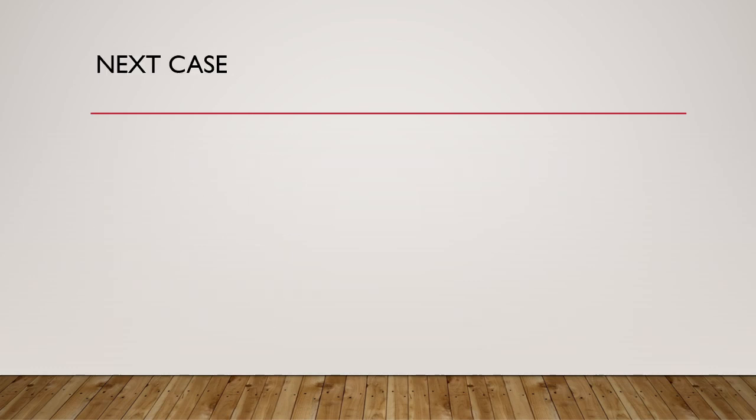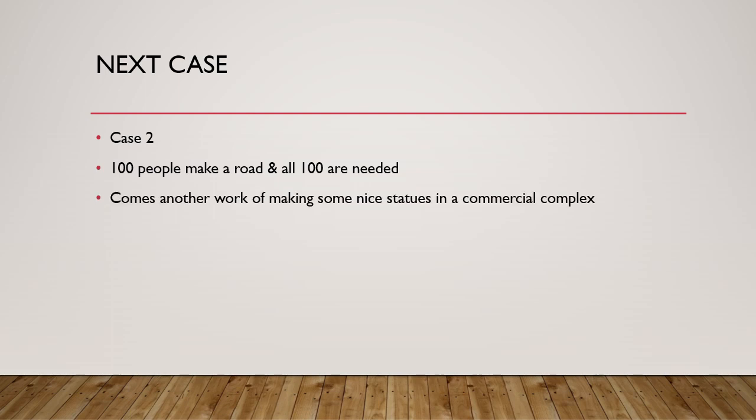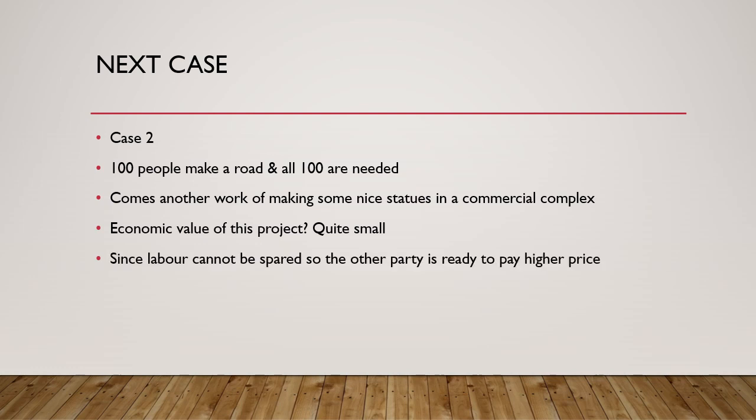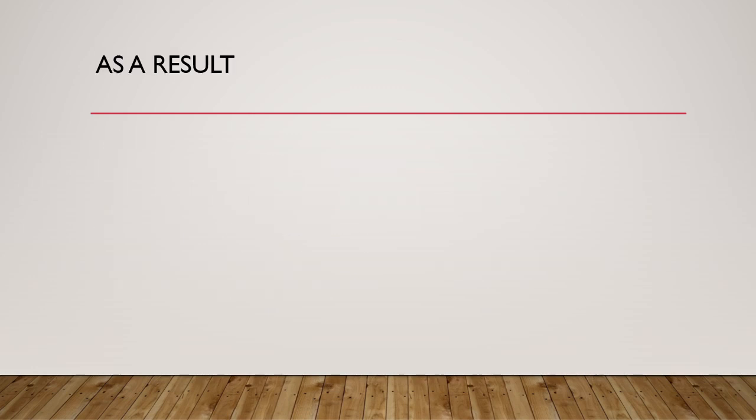Let's take another case. There are 100 people, but this time all 100 people are required to make the road. And following the same schedule, the building contractor approaches the road contractor for 10 people. This time, the road contractor refuses. So in lieu of that, the building contractor says that he is ready to pay higher wages to the laborers, let's say 1.5 times. So the overall price of labor goes up because of it.